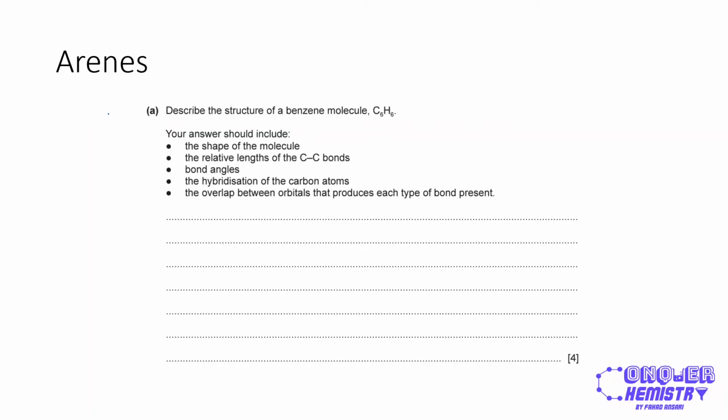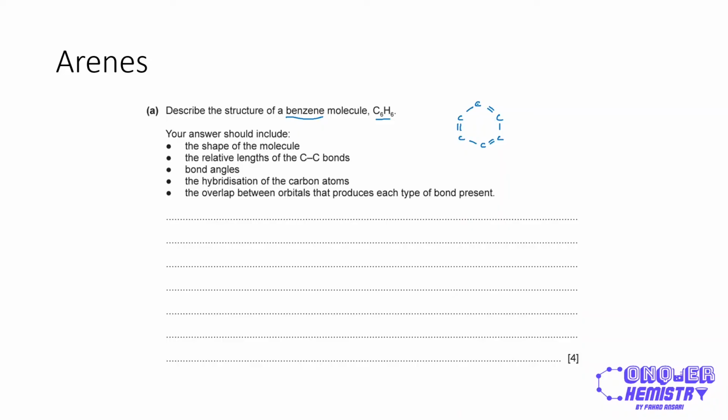So the first question asks us for the structure of a benzene molecule. Now, the benzene molecule's formula is C6H6, and these carbon atoms are basically spread out in a hexagon. So you have 6 carbon atoms in a hexagon, and the simplest visualization of the bonding in this hexagon is alternating single and double bonds.